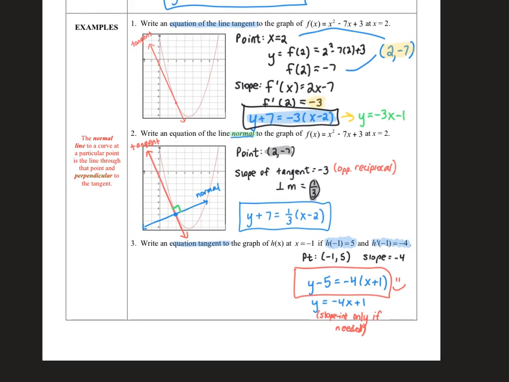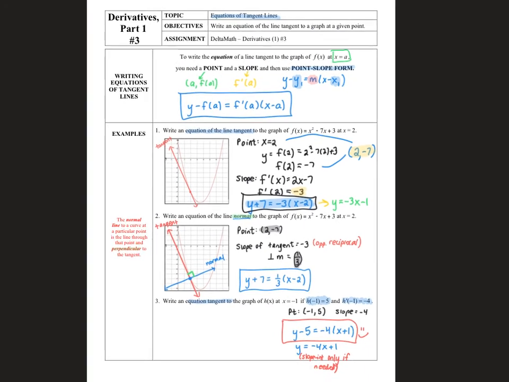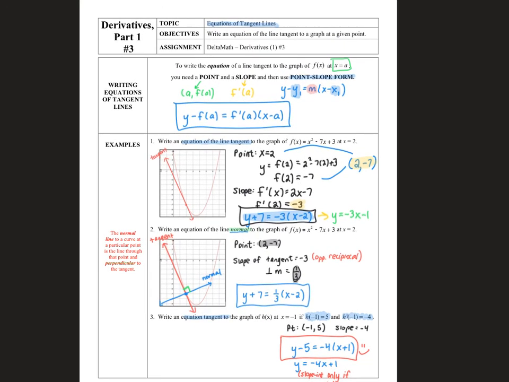So derivatives number 3 is pretty straightforward. We are just taking it one step beyond what you already know and just taking that slope and putting it into an equation, writing the full equation of the tangent line instead of just giving its slope.